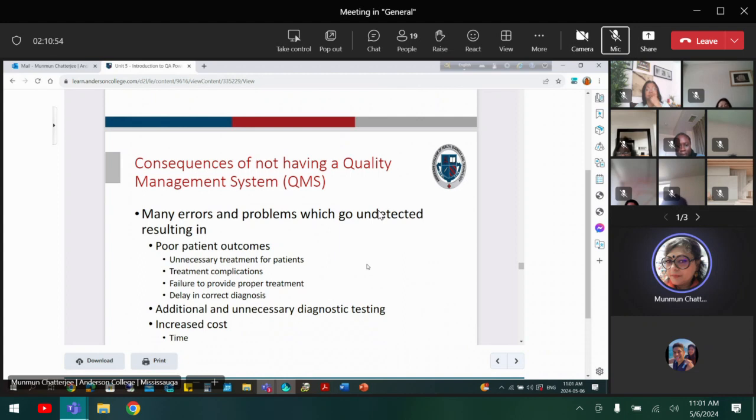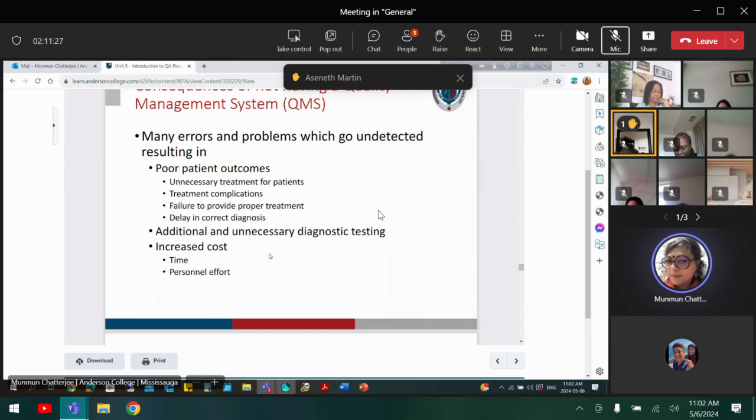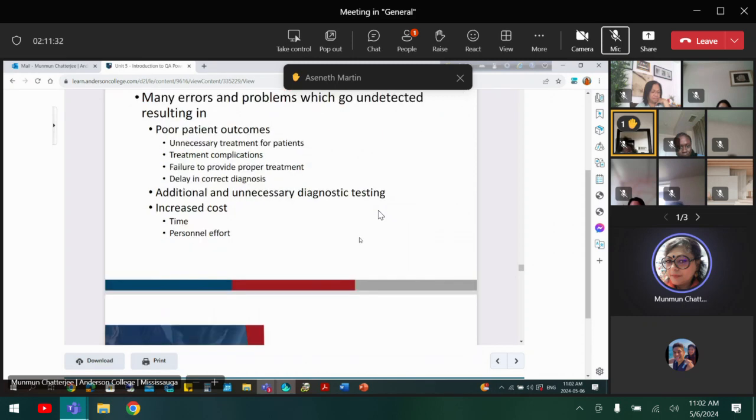Consequences of not having a quality management system. Many errors and problems go undetected, resulting in poor patient outcomes. What is going to happen? You are not treating them, not giving good results. Ultimately, you are going to lose the business. So: poor patient outcomes, unnecessary treatment for patients, treatment complications, failure to provide proper treatment, delay in correct diagnosis. Additional and unnecessary diagnostic testing increases cost, time, and personal effort.